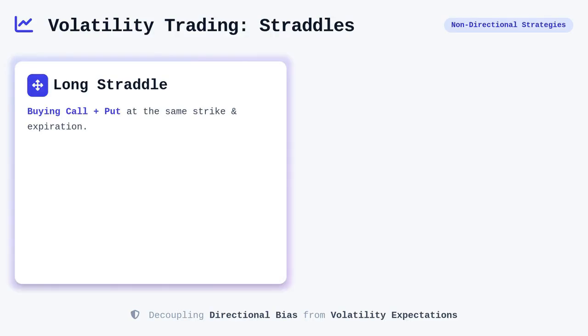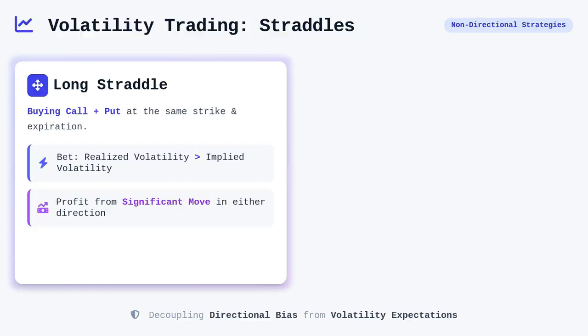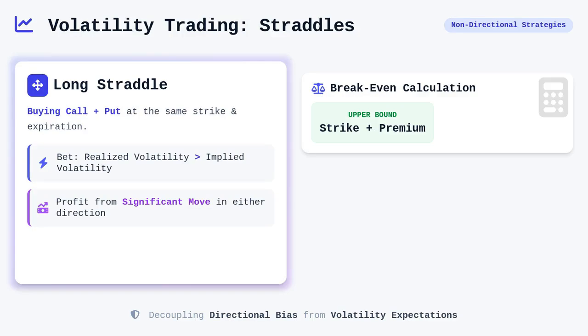A long straddle involves buying both a call and a put option with the same strike price and expiration date. This setup is inherently a bet on realized volatility exceeding implied volatility, as the trader profits from a significant move in either direction. The break-even points for this strategy are calculated by adding the total premium paid to the strike price for the upper bound and subtracting it from the strike price for the lower bound.